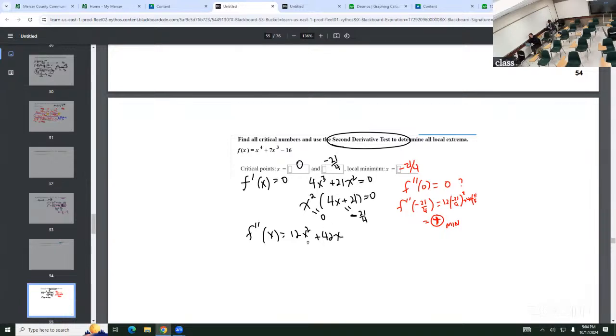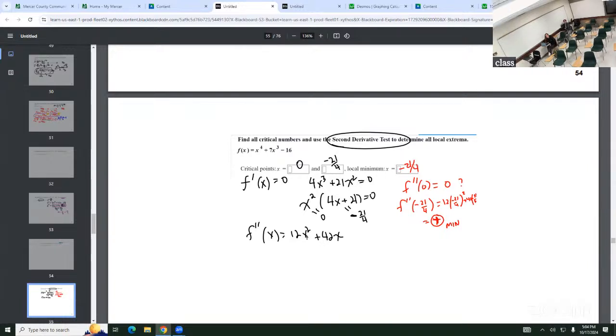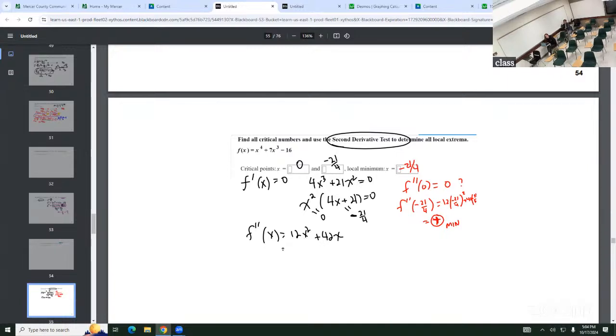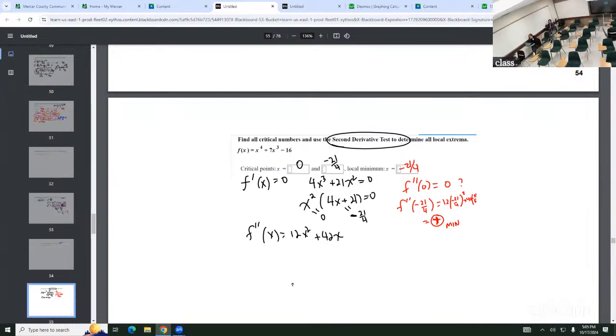When I plug 0 in, I get the second derivative is 0. What does that tell you if the second derivative is 0? Is it a maximum or minimum? Second derivative would have to be negative for a maximum and positive for minimum. So if it's 0, it's nothing. Probably, not sure, but probably. There's no guarantee it's an inflection point. If the second derivative is 0, it could be an inflection point. Thank you, Sarah. But what about the other one?